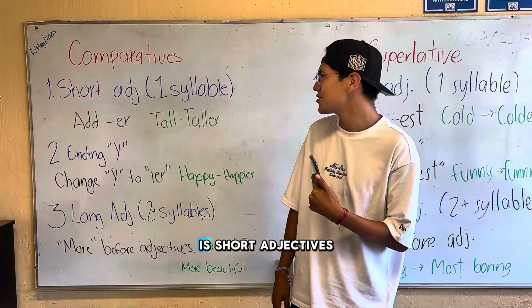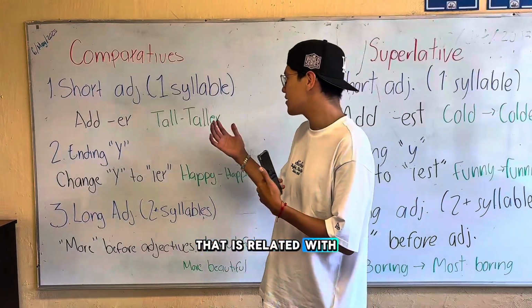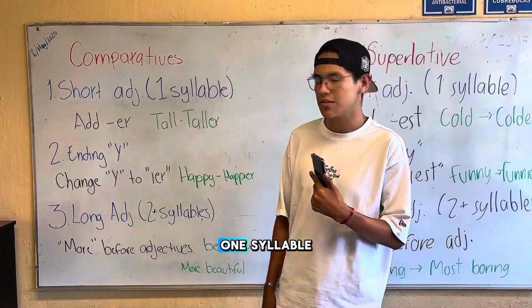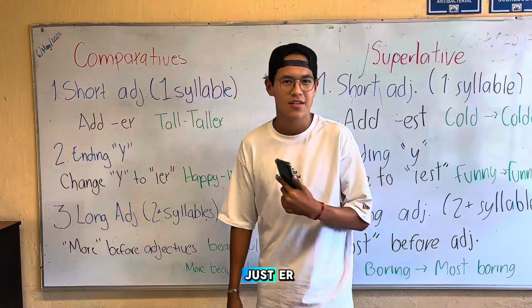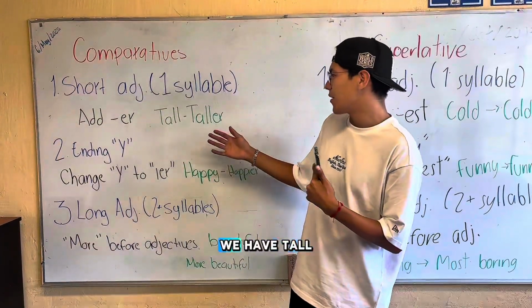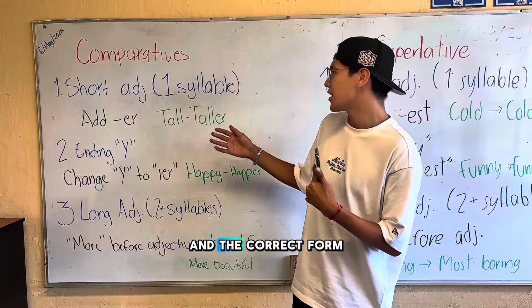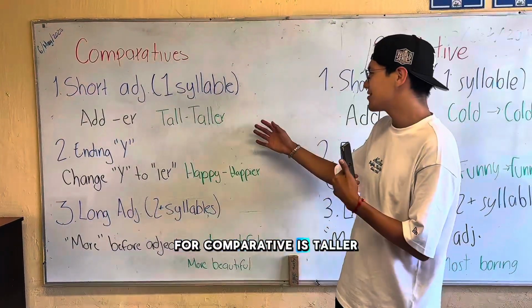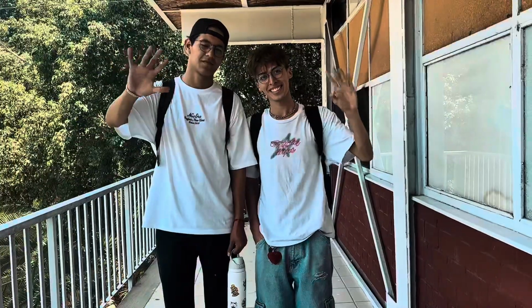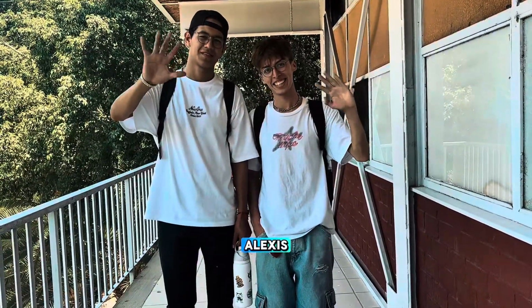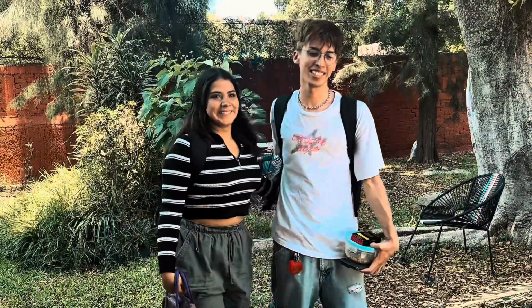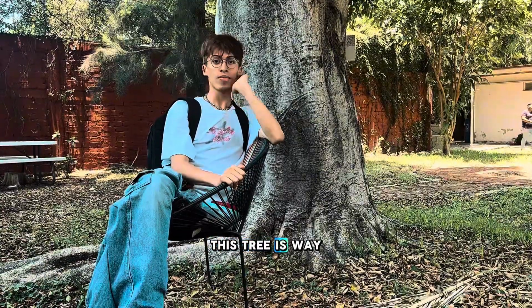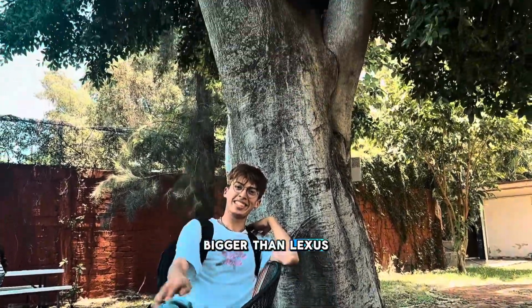The first one is short adjectives, that is, words with one syllable. In some of these cases, we add just er. In this example, we have tall, and the correct form for comparative is taller. Alexander is taller than Alexis. Andrea is older than Alexis. This tree is way bigger than Alexis.